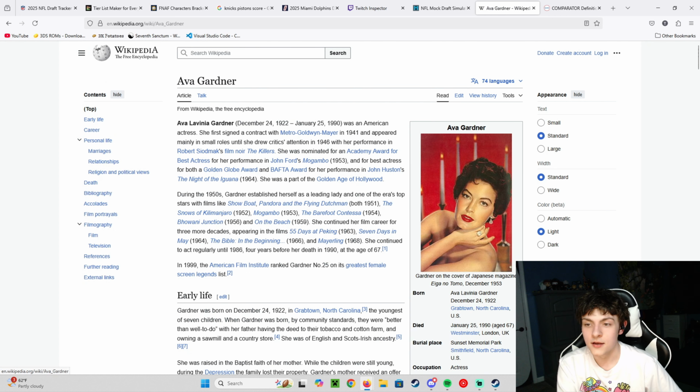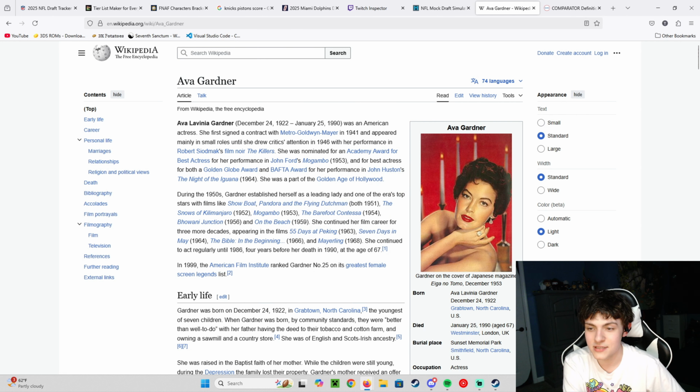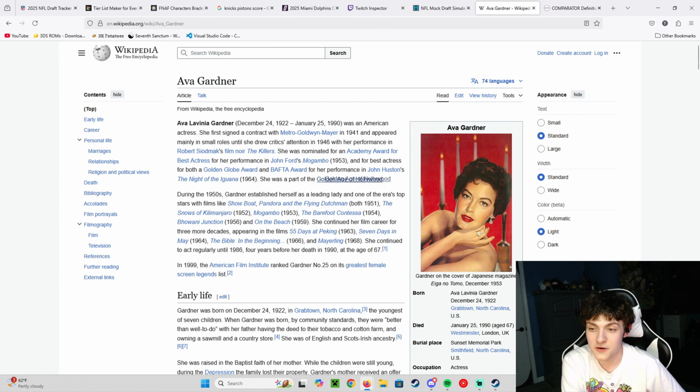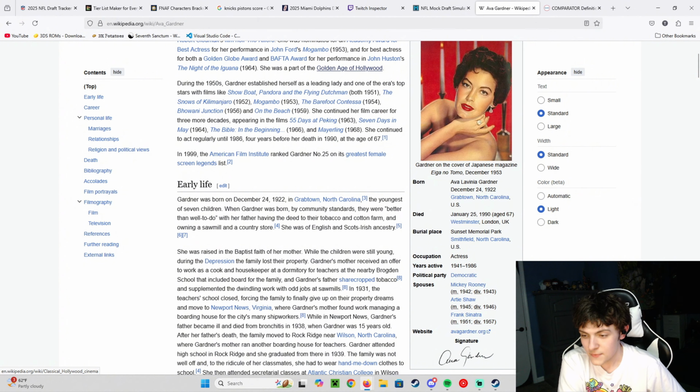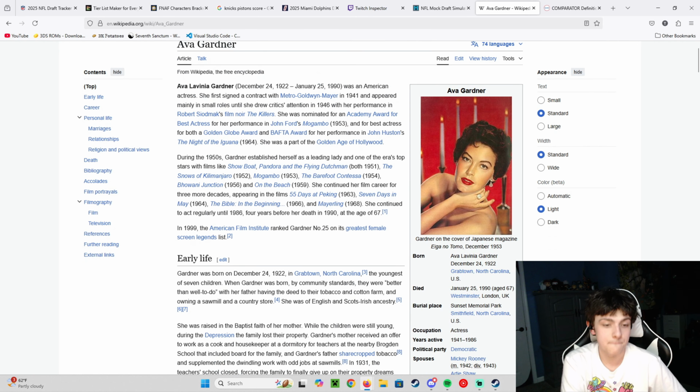Ava Gardner. Ooh, 1990 she died. I mean, time machines exist, probably. We could probably just dig her up. She's an American actress. She was in The Killers. She was in Mogambo. She was in The Night of the Iguana, classic film. She's part of the golden age of Hollywood. She was married to Mickey Rooney and Frank Sinatra. Damn. She got around.